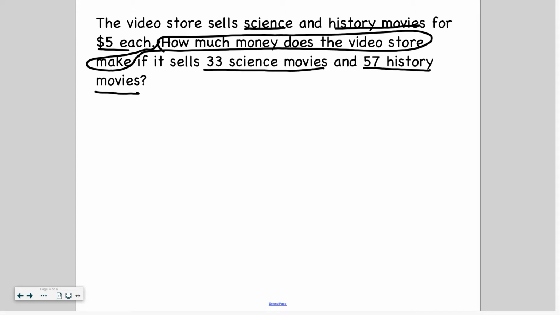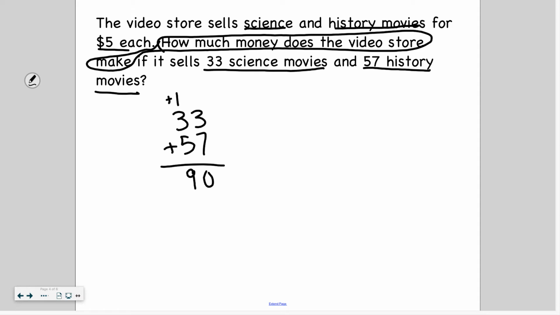So we should add the science and history movies to find out how many movies that is altogether. Because we know how many they have of each, but we don't know how many movies they have in total, so that we can figure out how much money that would make. So 7 plus 3 is 10. Group the 1. 1 plus 3 is 4, and 4 plus 5 is 9. So we know they have 90 movies, and each movie is $5.